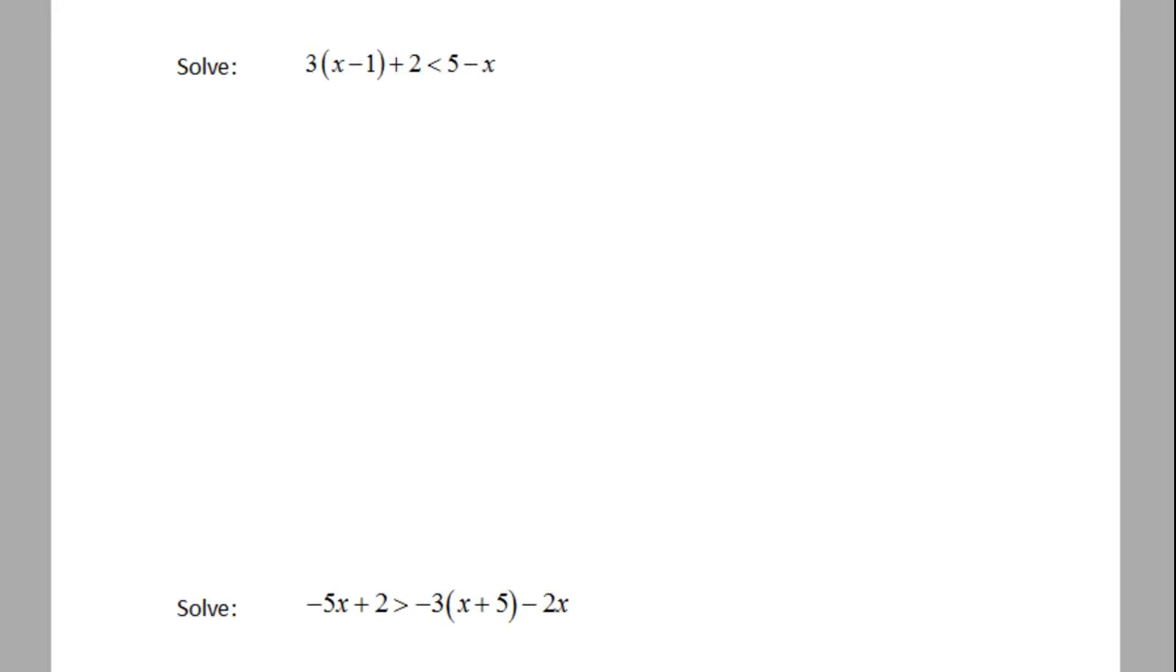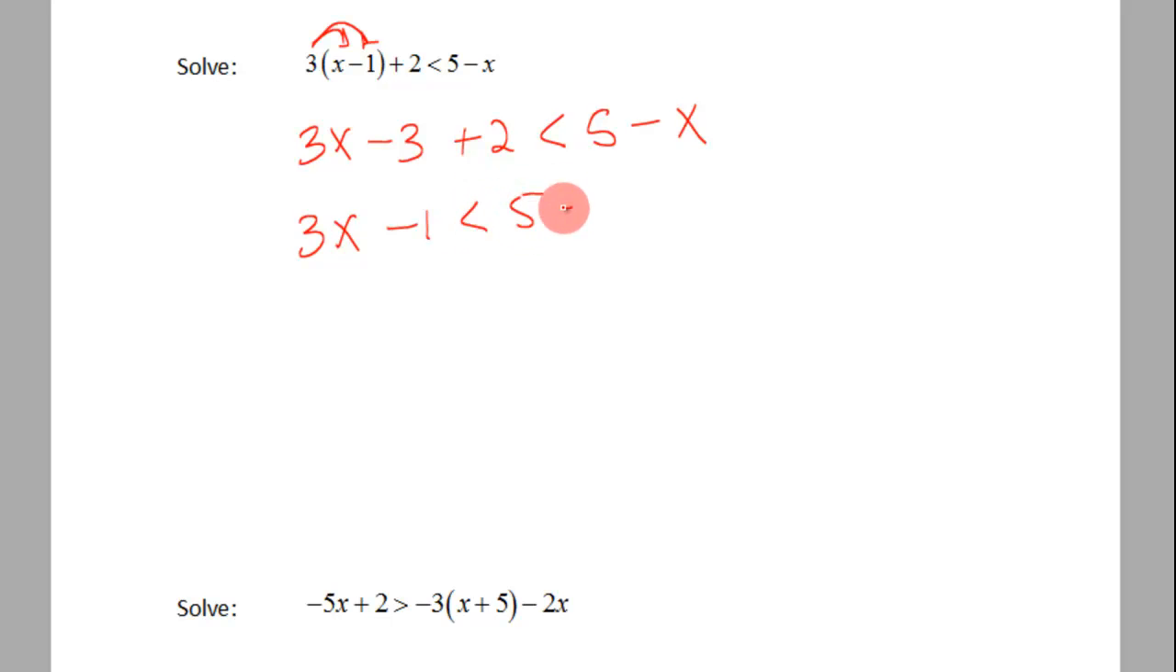We're going to look at a few other linear inequalities here. So for the first one, just solve this linear inequality. So we need to do what? Well, distribute the 3 first. So we have 3x, 3 times negative 1, negative 3, plus 2 less than 5 minus x. Combine like terms, 3x, negative 3 and positive 2 are negative 1, less than 5 minus x.